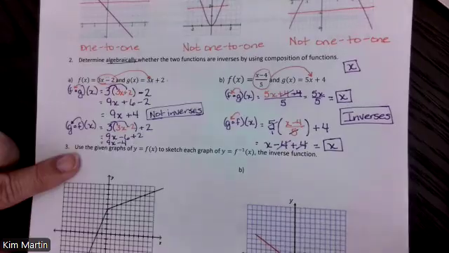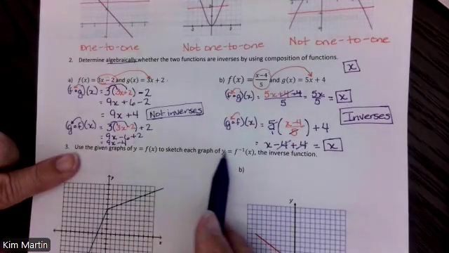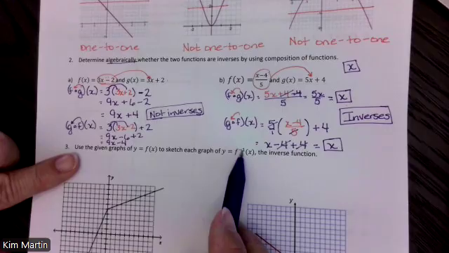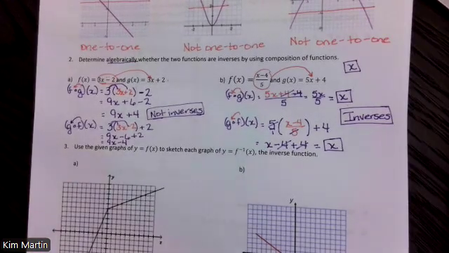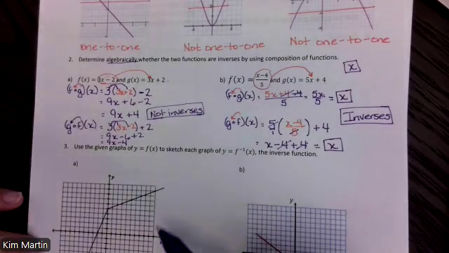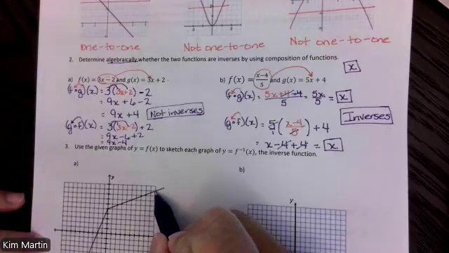Given the graph of y equals f of x, sketch its inverse. Remember, that's not -1. That is the inverse of f. All right, so what you got to do is pick some good points on here. When I say good points, it's ones that are right in the corner of a square.